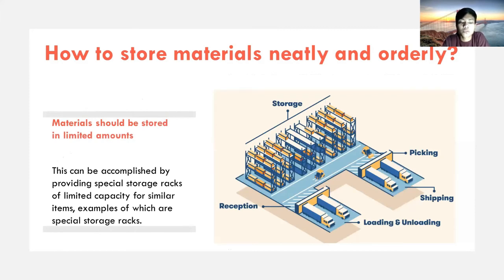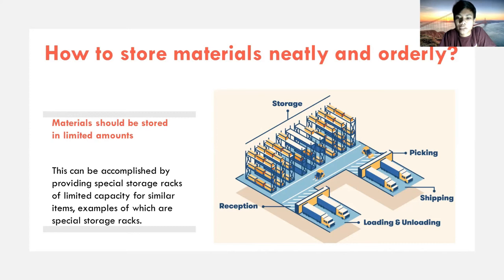Next is materials should be stored in limited amounts. So this can be accomplished by providing special storage racks of limited capacity for similar items, example of which are special storage racks. So I provided a picture here again, you can see an example of special storage racks. So it is necessary that we limit the amount of materials that is stored in a storage room to keep the storage room neatly and orderly.